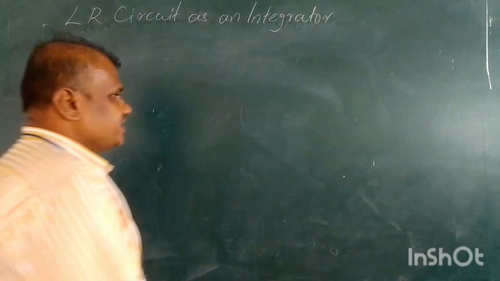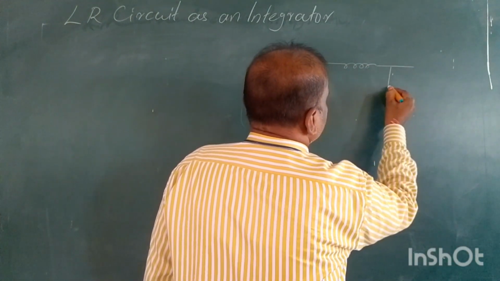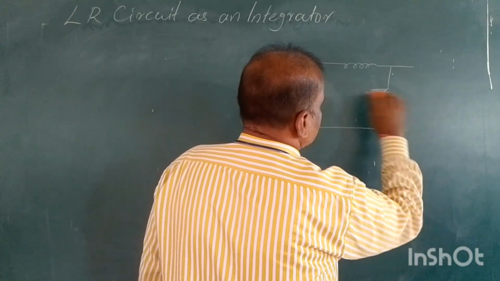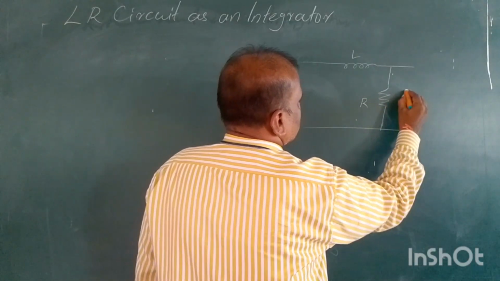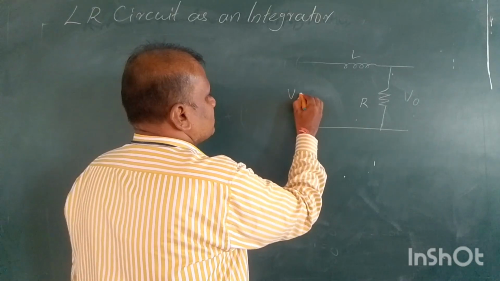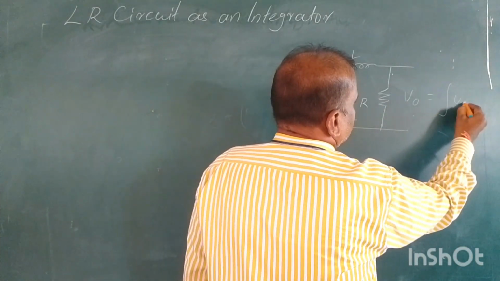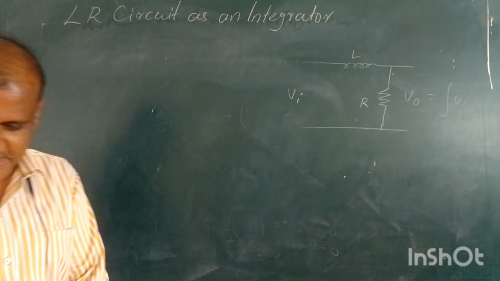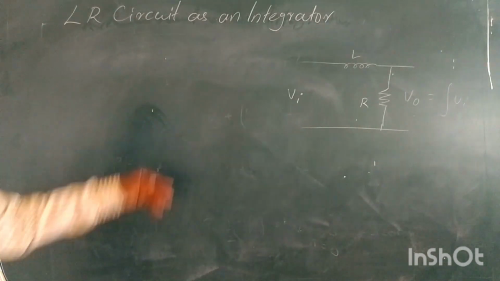So in case of the integrator, the output is taken from the resistor. This is nothing but the series combination of the LR circuit. So this is L and this is R. Here the output voltage is taken across the resistor and this is the input. Here the output is the integration of the input. So this is called the LR circuit, which is going to be acting as an integrator circuit. Here I will do the derivation.